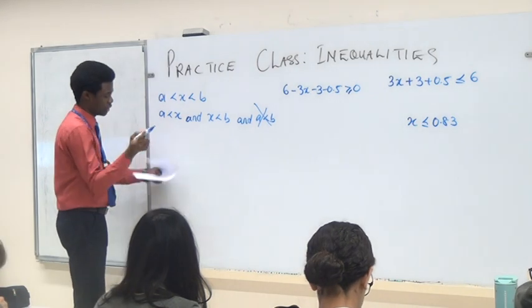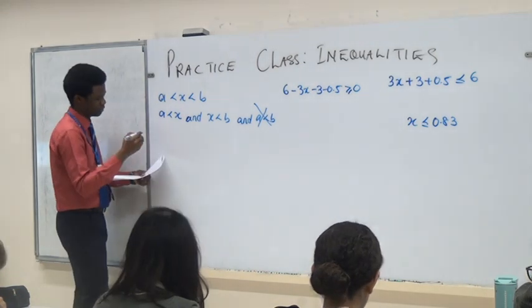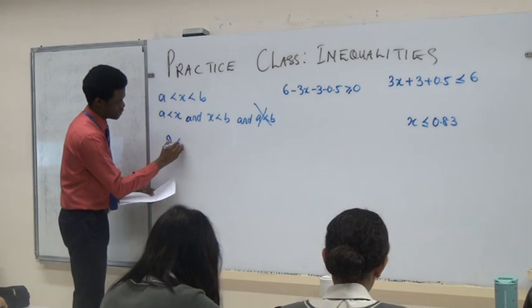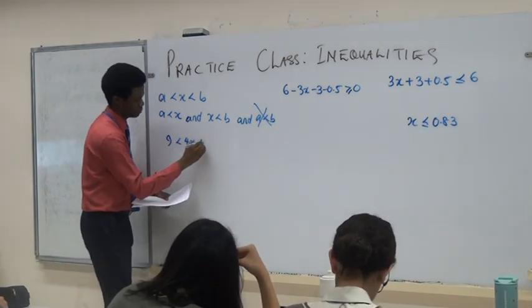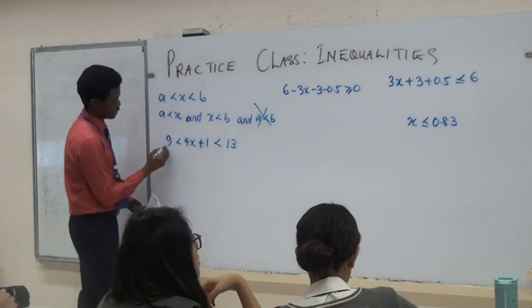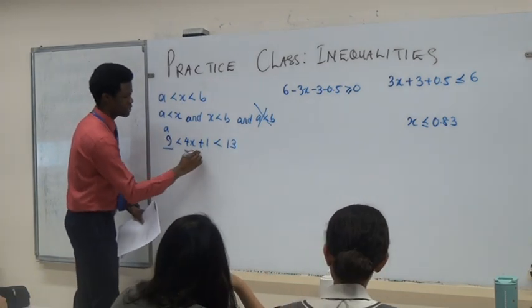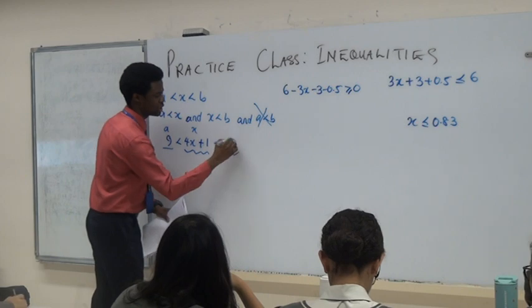So exactly. Let's look at 9a, for example. 9 is less than 4x plus 1, less than 13. So this is your A, this is the x part, and this is your B.